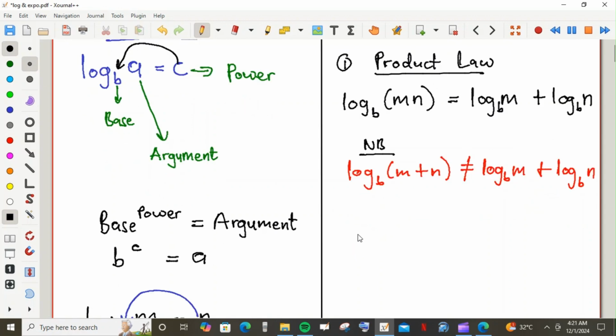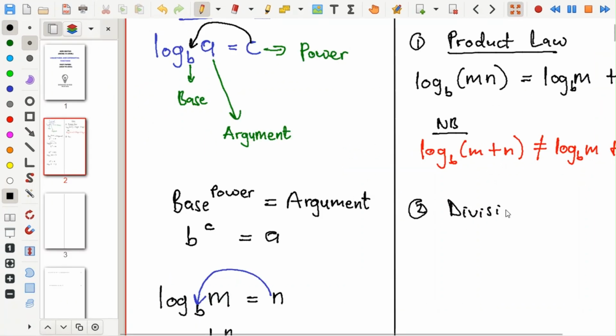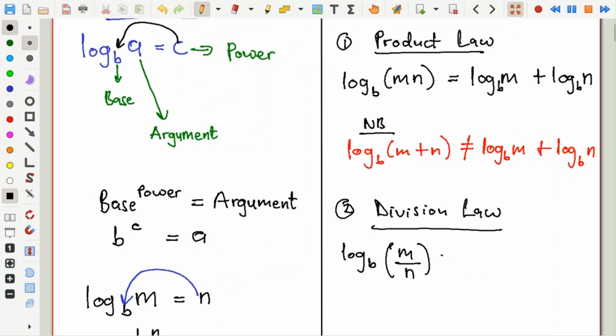All right, let's look at our second law, the division law. So you have m divided by n. Now this is the same as log m to the base b minus log n to the base b. All right, is that difficult? I think it's very, very simple.